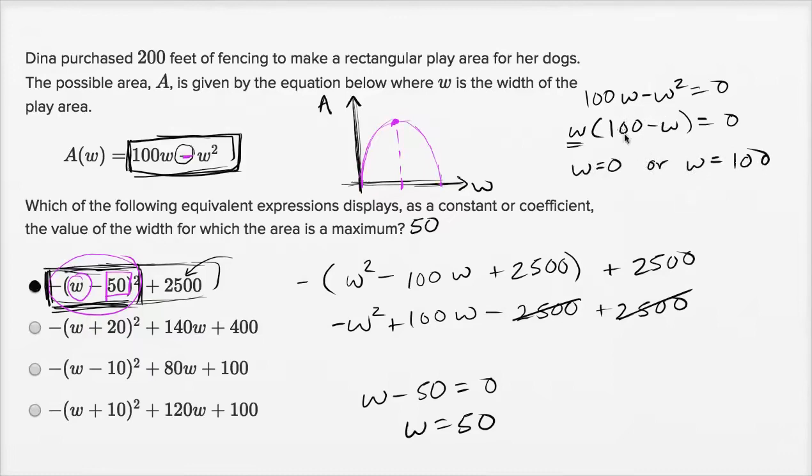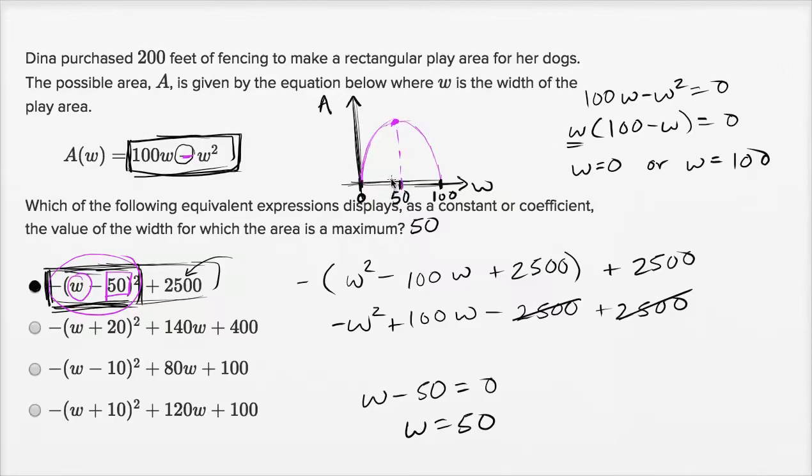If w is equal to 100, this part over here is going to be equal to 0. The whole area is going to be equal to 0. So this right over here is 100. This one over here is 0. The maximum point then, the vertex, is going to be the w that's halfway in between these two, which is going to be 50. So that's another way to think about it.